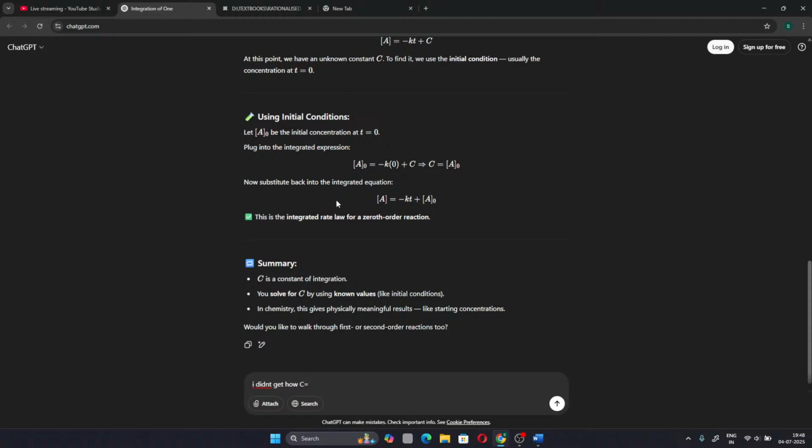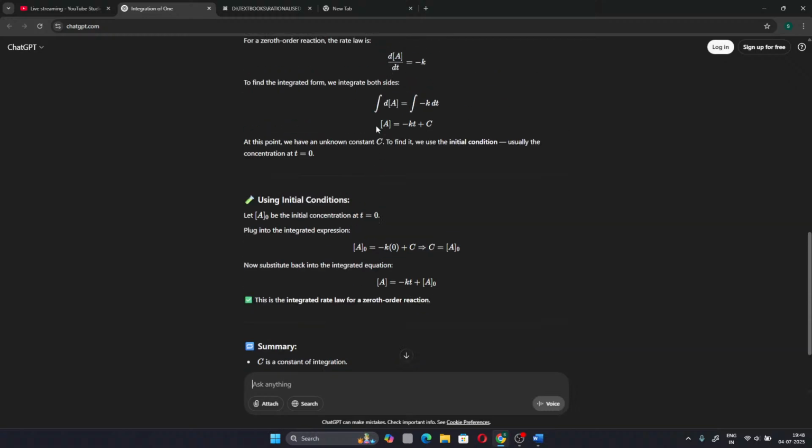These are basically two equations here. The first one we got is that for any time t, the concentration of A equals minus kt plus C. We don't know the constant of integration C, but let's plug in time equals 0. When time equals 0, we get the initial concentration, which will be equal to C.